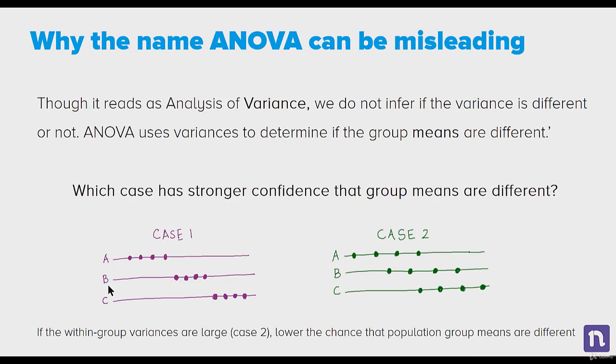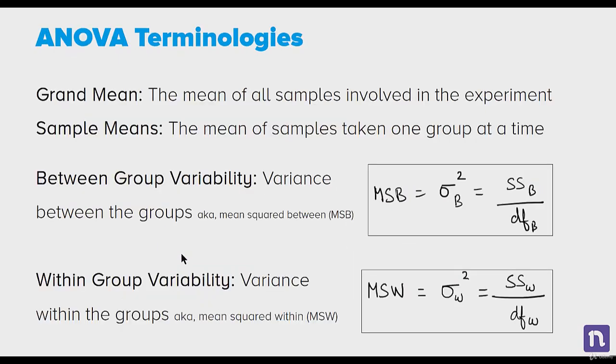In case 1, the between group variability is quite high, whereas in case 2, the within group variability is quite high because the points are more dispersed or more spread out compared to case 1. We will look at this step by step in more detail.